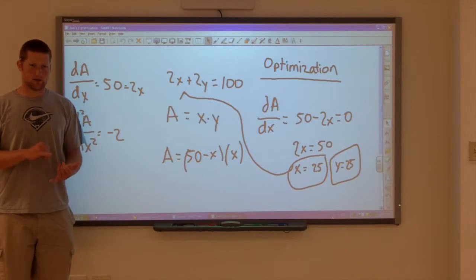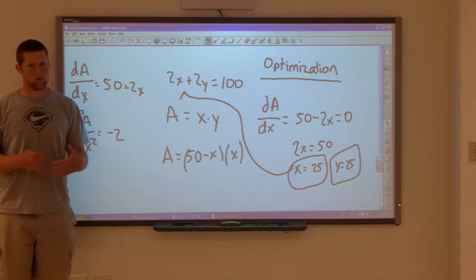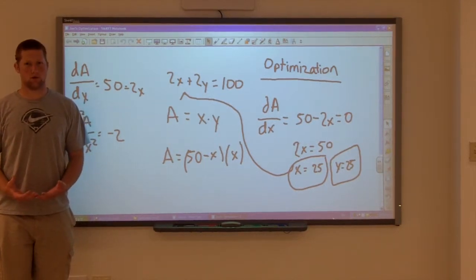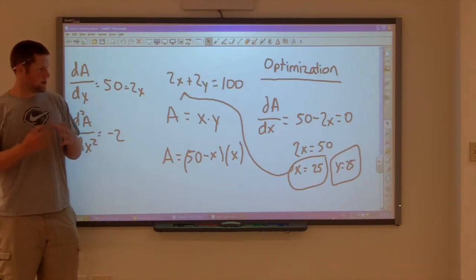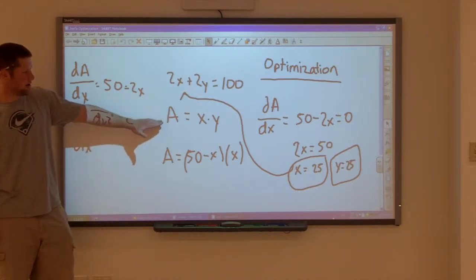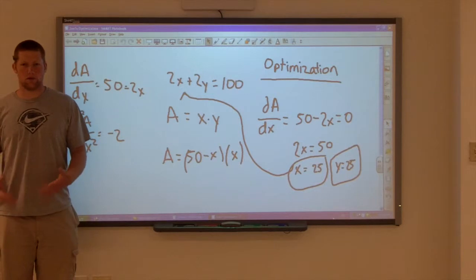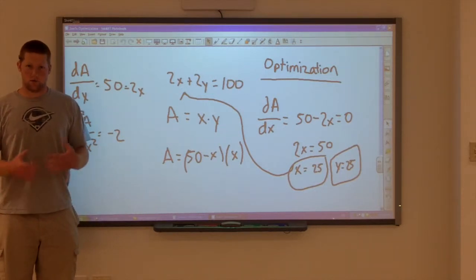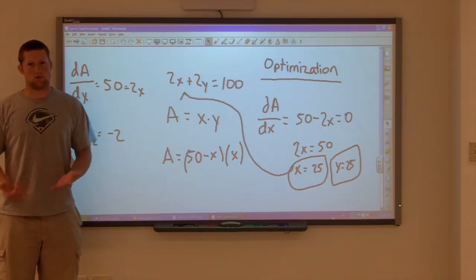So x has to be greater than or equal to 0, the same way y has to be greater than or equal to 0. So if we check 0 for x in our area function, we get 0. That's obviously not a maximum area. So therefore x equals 0 doesn't produce a maximum.